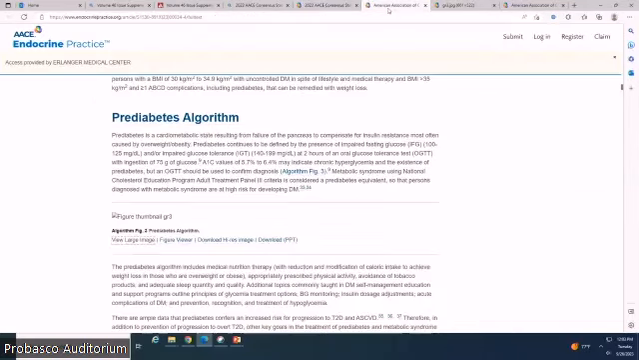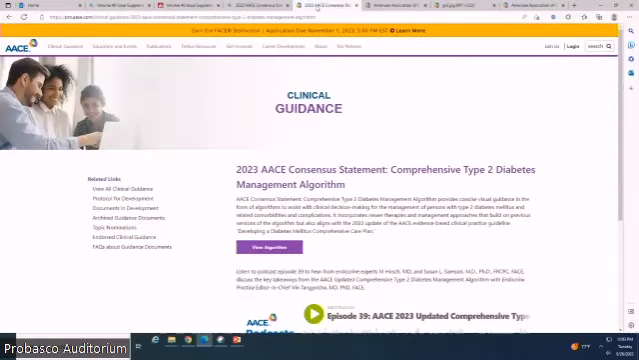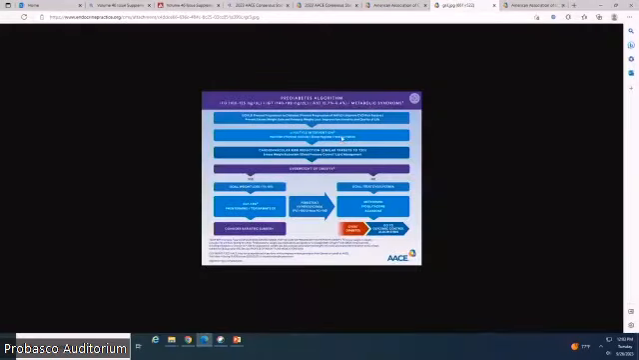And then we also have the AACE guidelines that you'll see quite a few algorithms from throughout the presentation. But here's one of them. They're really colorful. They update them just about every year. These were last updated in May of this year.